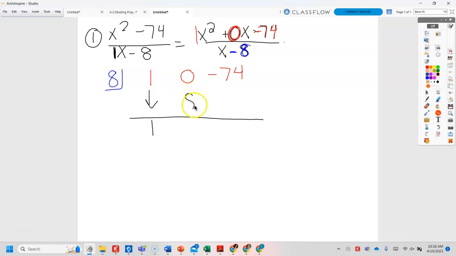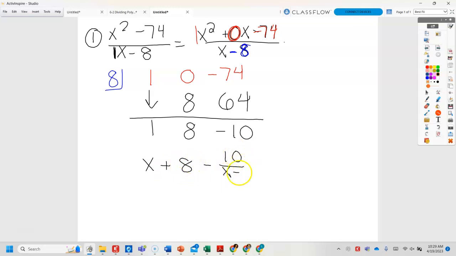8 times 1 is 8. 0 plus 8 is 8. 8 times 8 is 64. That gives a remainder of negative 10. My final answer in synthetic, these represent the coefficients of the new answer. So this becomes x, because we take 1 away from here, because you're dividing them, plus 8 minus the remainder over the original divisor.